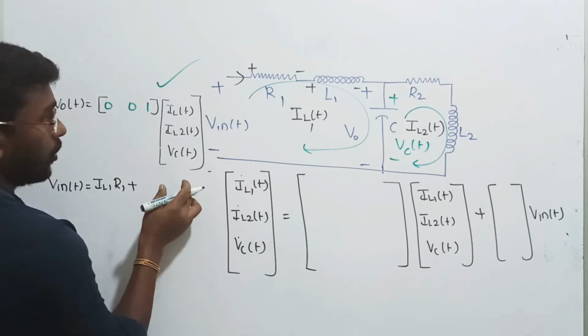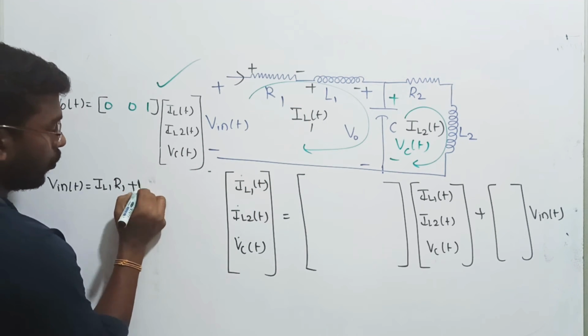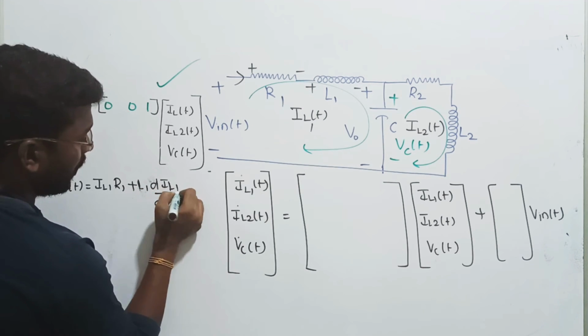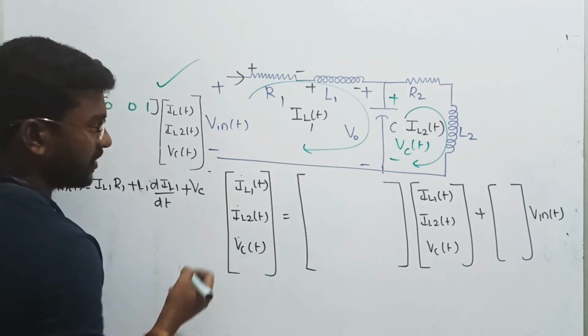So IL1 into R1 plus the voltage drop across the inductor, that is V equal to L1 into dIL1 by dt, plus the voltage drop across the capacitor, VC of t.